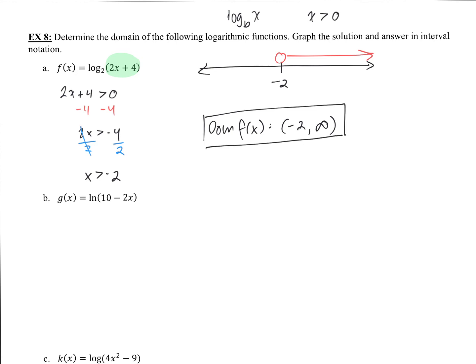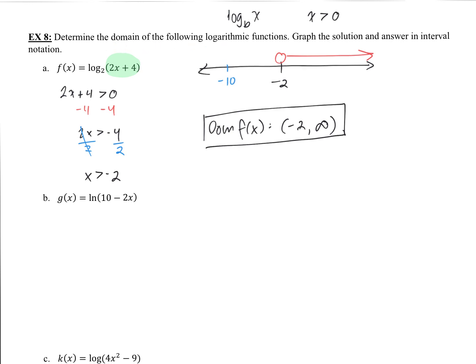If we picked any other values outside of the domain, let's pick a test point. Let's say I picked negative 10 and plugged that in. I would get 2 times negative 10 plus 4, which would be negative 20 plus 4, which would equal negative 16. We can't have a negative argument, so that value would not work. All right, so it does look like we picked the right side.